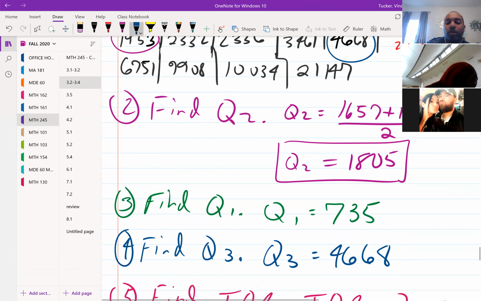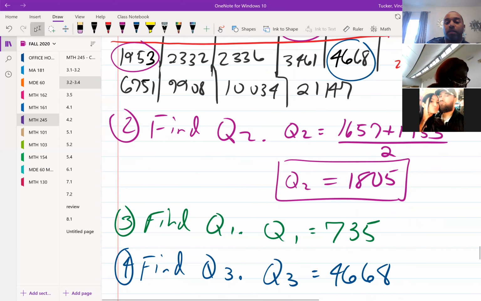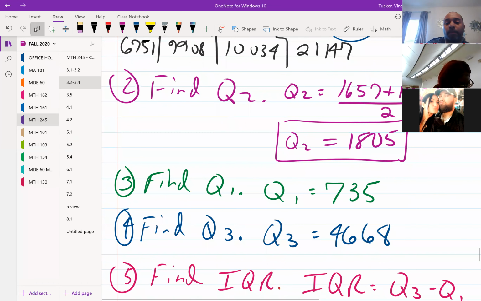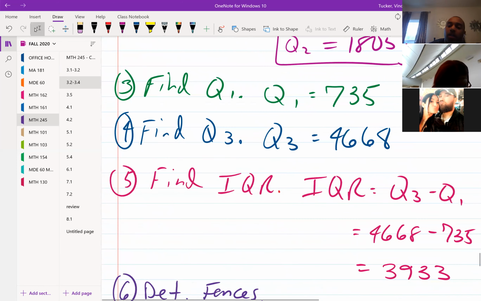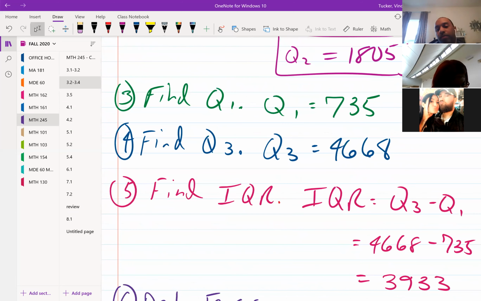All right, questions before we go to the next step? All right, step 5 is to find your interquartile range. So you would take Q3 minus Q1, and that's 3933.